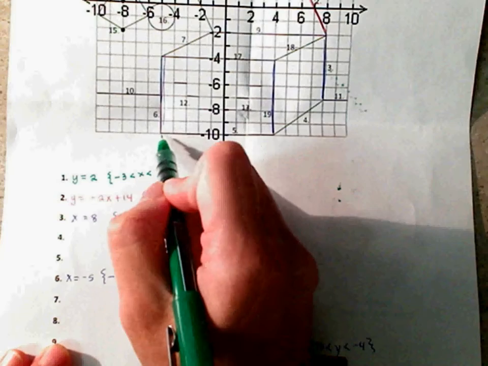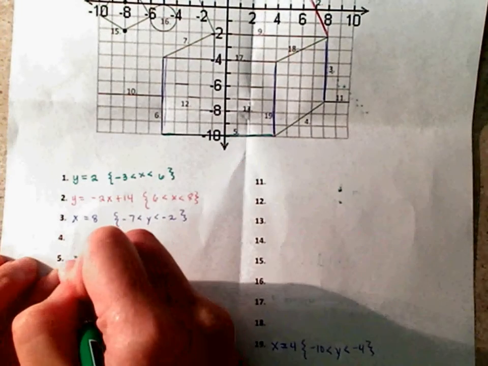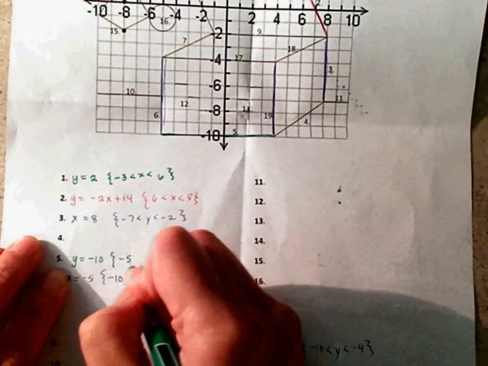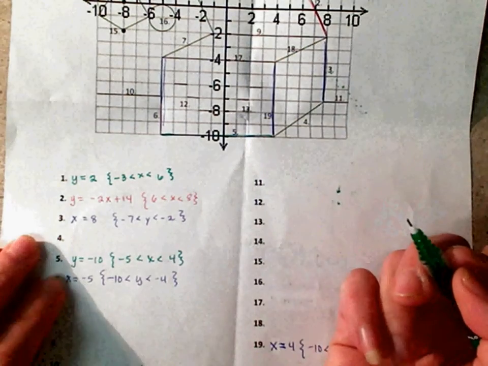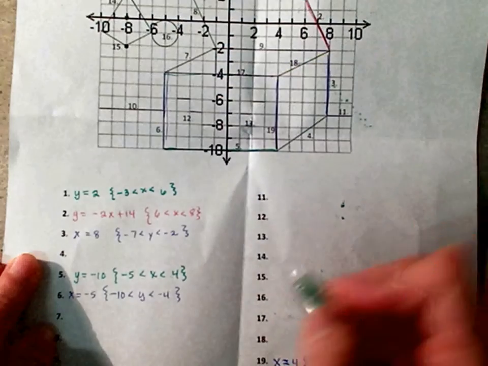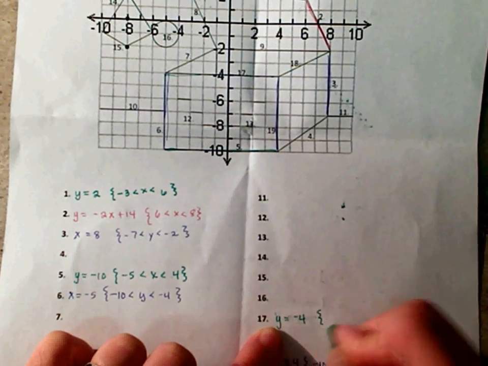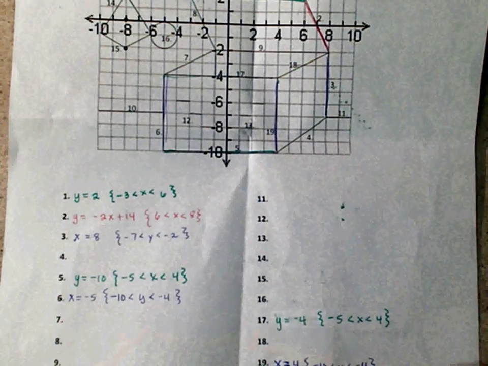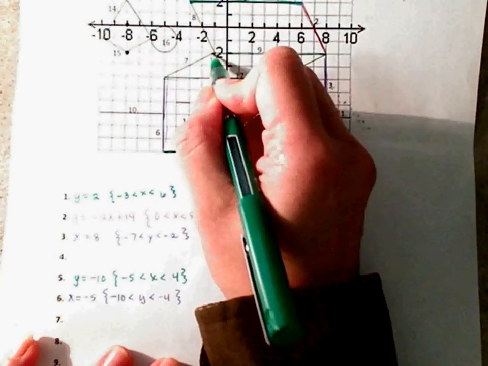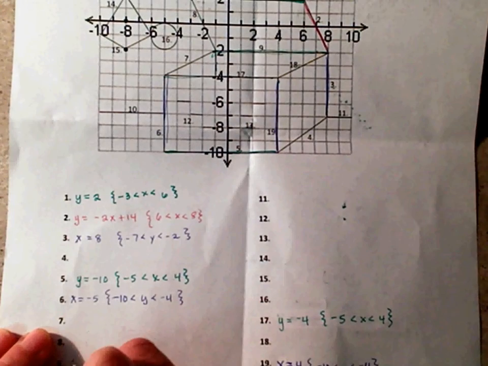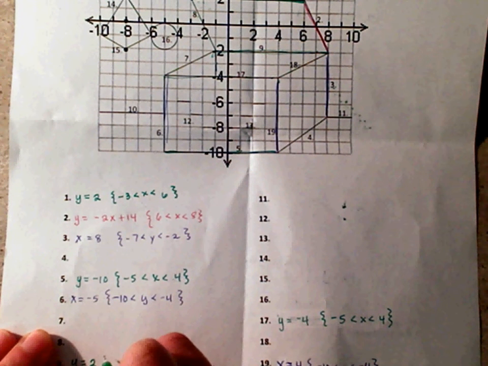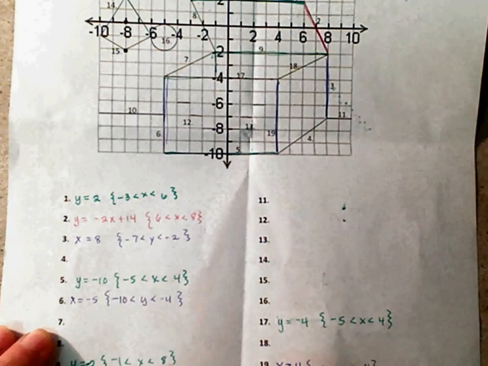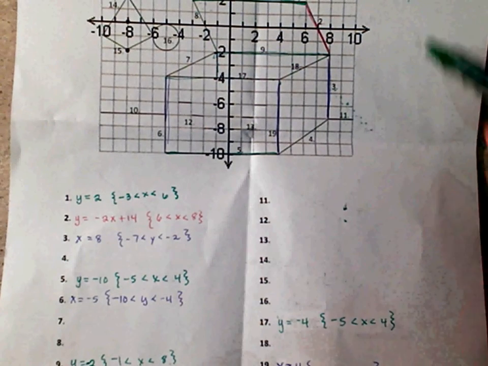Let's go and write all of our horizontal lines now. You got one right here, number 5. So y is equal to negative 10, and your constraint goes from negative 5 to 4. One more, number 17. See that right there? Y is equal to negative 4, and your constraint goes from negative 5 to 4. See another horizontal? Number 9. Number 9 is y is equal to negative 2. My apologies. And your constraint is from negative 1 to 8. And there's number 9.